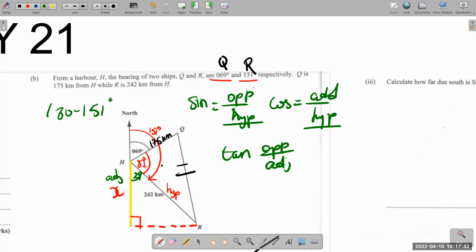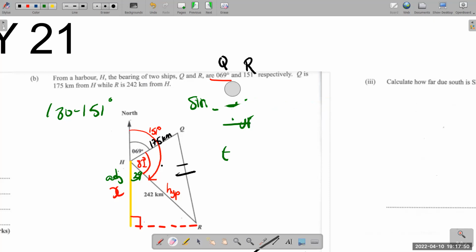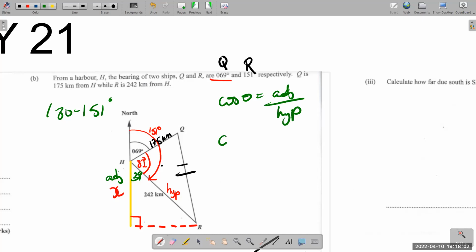If opposite is on the top, you know it's sine. If it's adjacent, you know it's cos. So we know we're using who? We're using cos. There we go. I shouldn't need to do this, but I will just write it out first. Cos theta is equal to adjacent over what? Hypotenuse. So you substitute. Cos 29 equals x over the hypotenuse, which is 242.